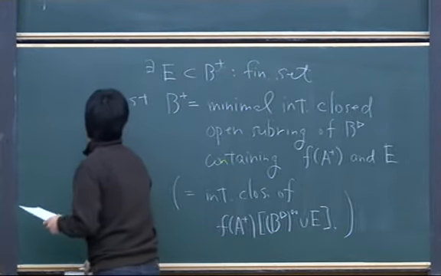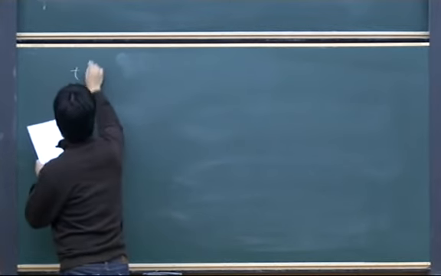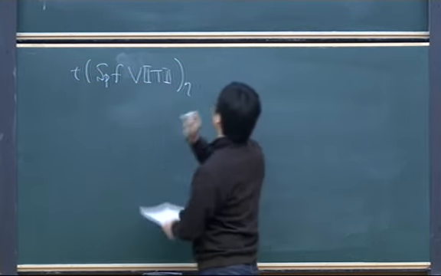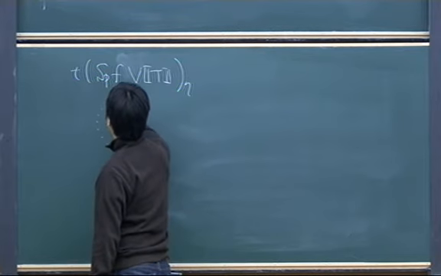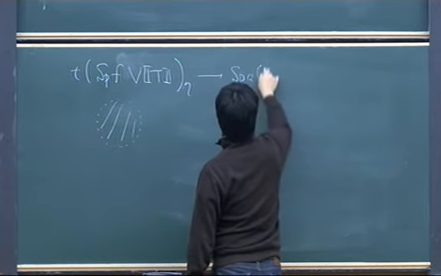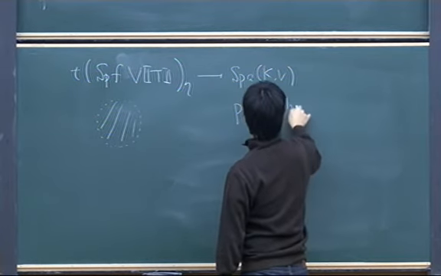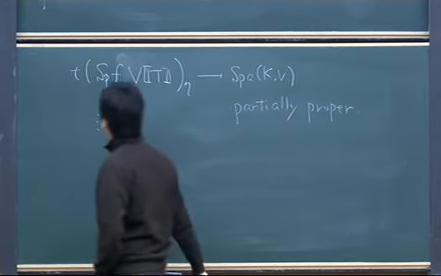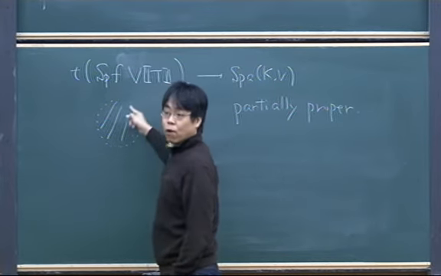And one more example is about the rigid generic fiber. So let F be the rigid generic fiber of it. I proved that it is an open disk without boundary with radius 1. This is another space over Spa(K,V), and actually this morphism is partially proper. It is related to the fact that the underlying space of this formal scheme, which is one point, is proper.